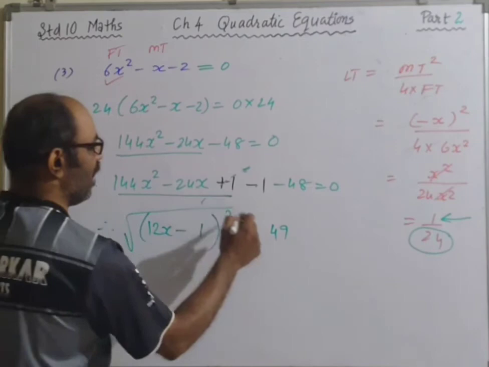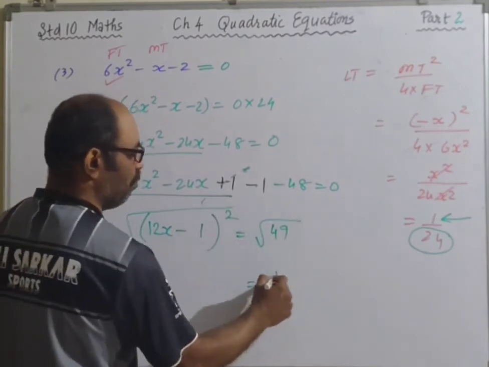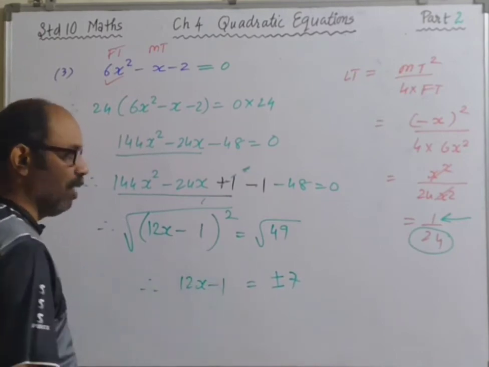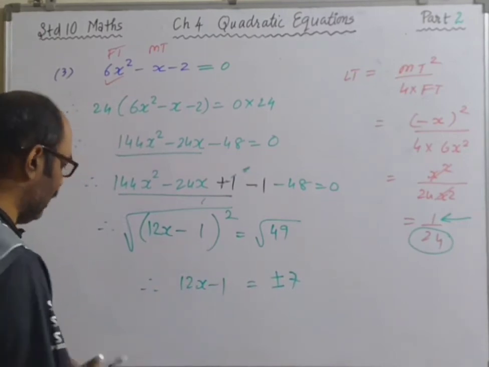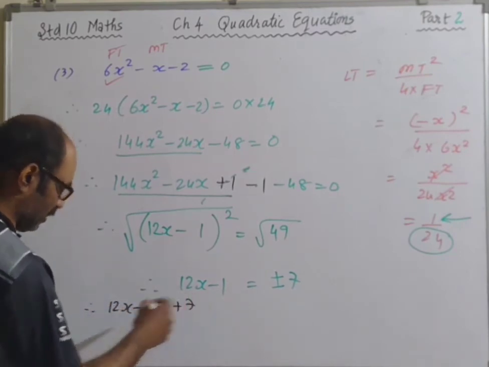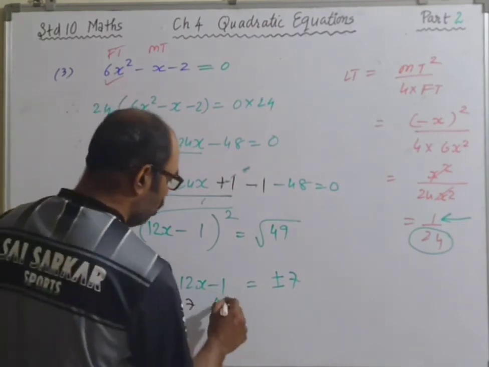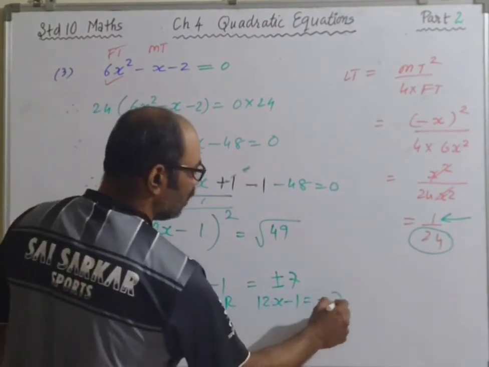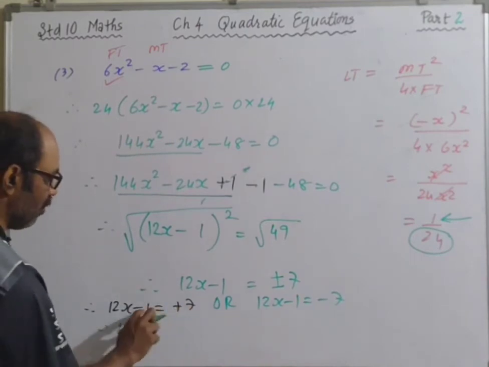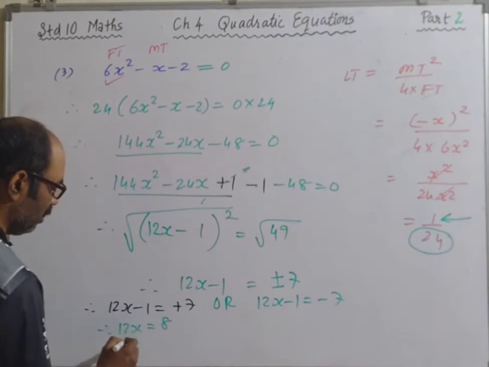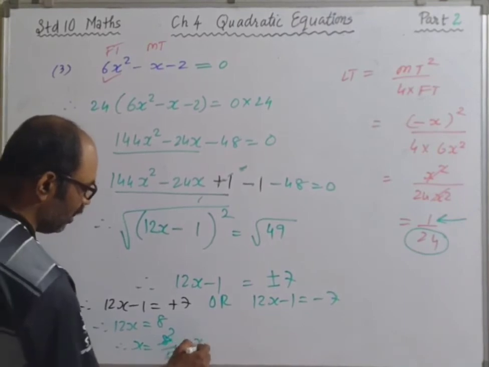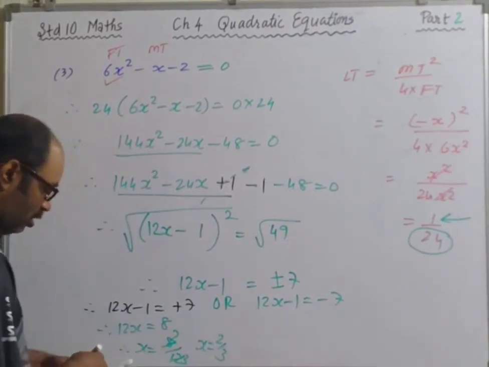Let's take the square root on both sides, but this will be plus and minus 7. Square root gone, so 12x minus 1. Now you can solve in two parts. Therefore 12x minus 1 is equal to plus 7 or 12x minus 1 is equal to minus 7. Solve this: 12x is equal to 7 plus 1, that will be 8. Therefore x is equal to 8 upon 12. 4 2s are 4 3s are. Therefore x is equal to 2 upon 3.